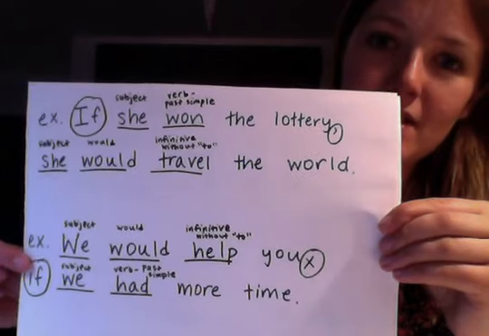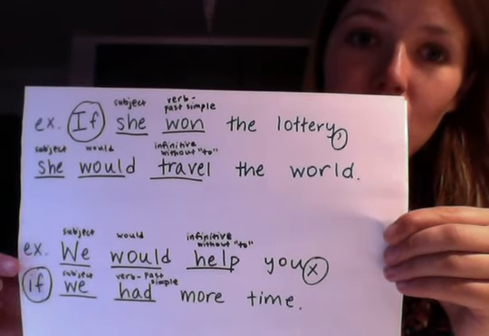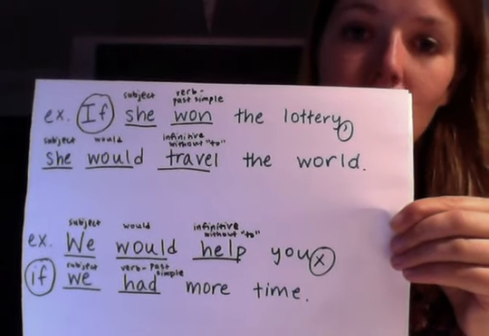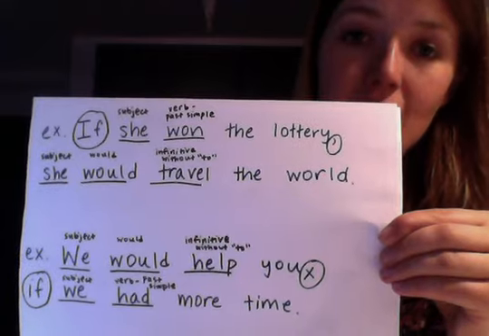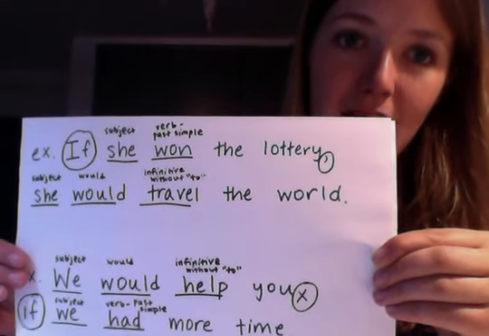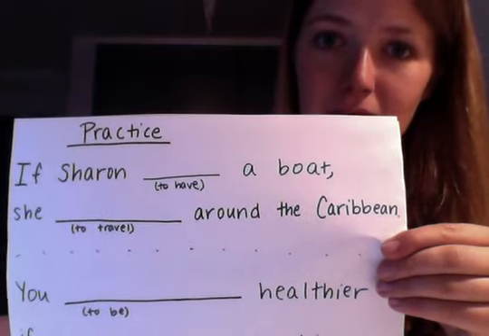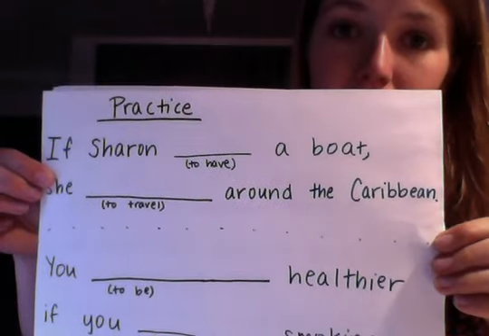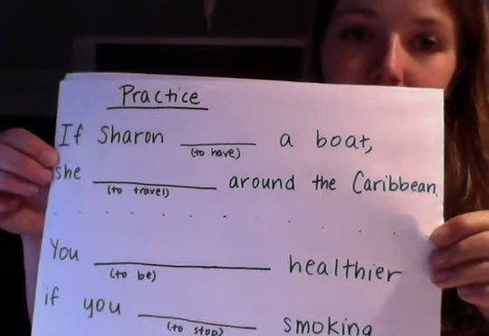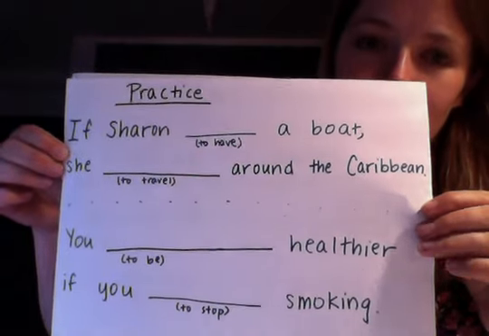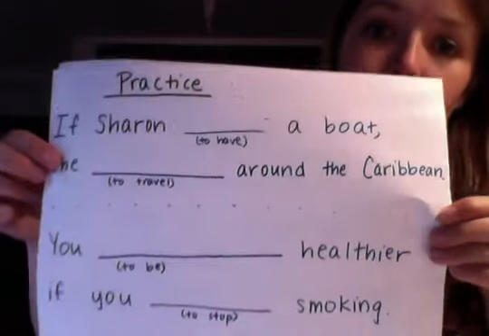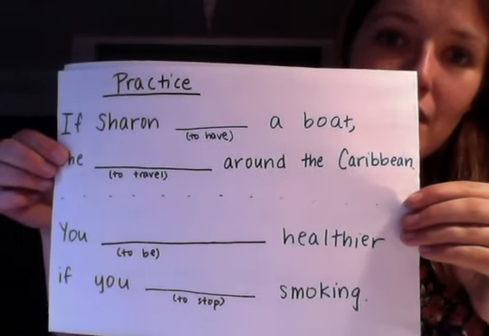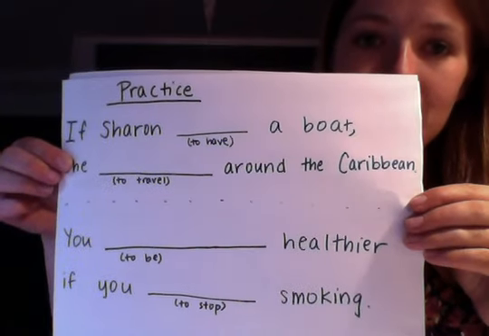And an example of a sentence with the main clause first, we would help you if we had more time. So here, would help in the main clause, and then in the if clause, we have the simple past, had. And some practice. If Sharon had a boat, she would travel around the Caribbean. But she does not have a boat. Okay? You would be healthier if you stopped smoking.